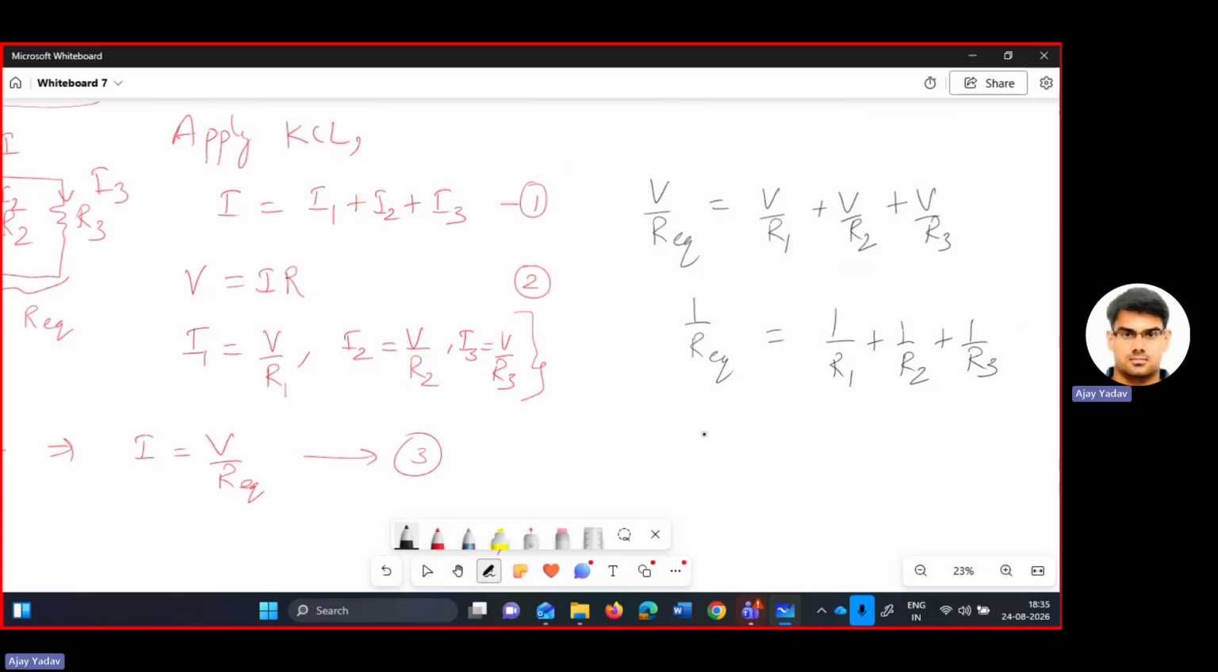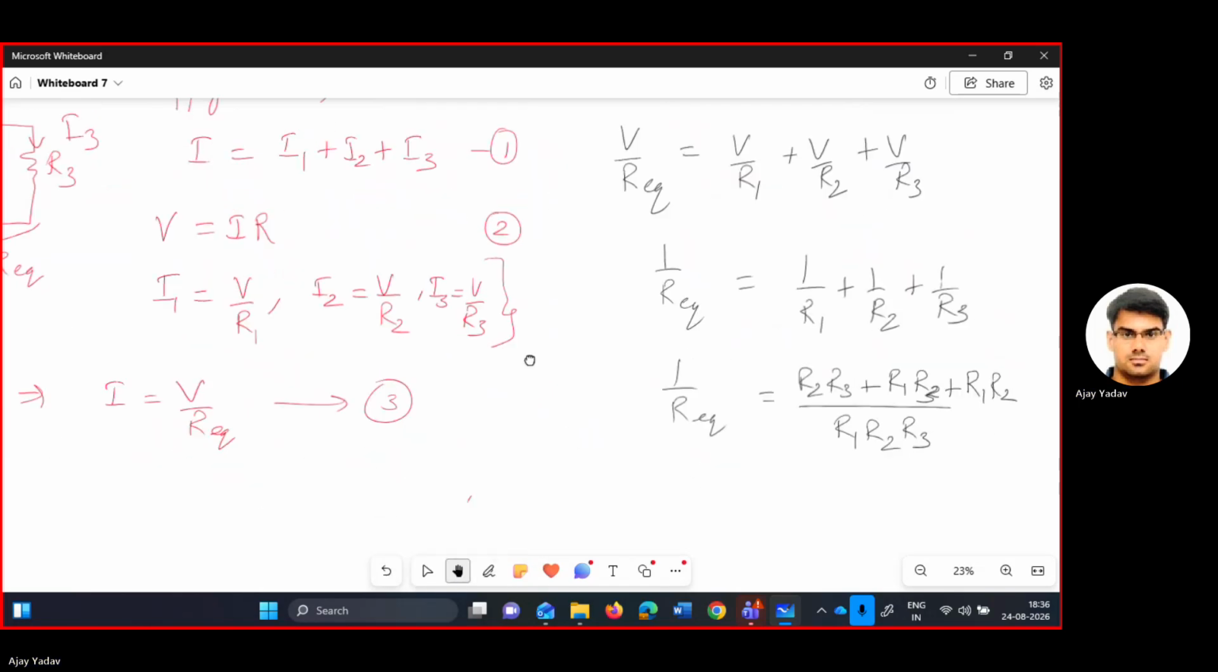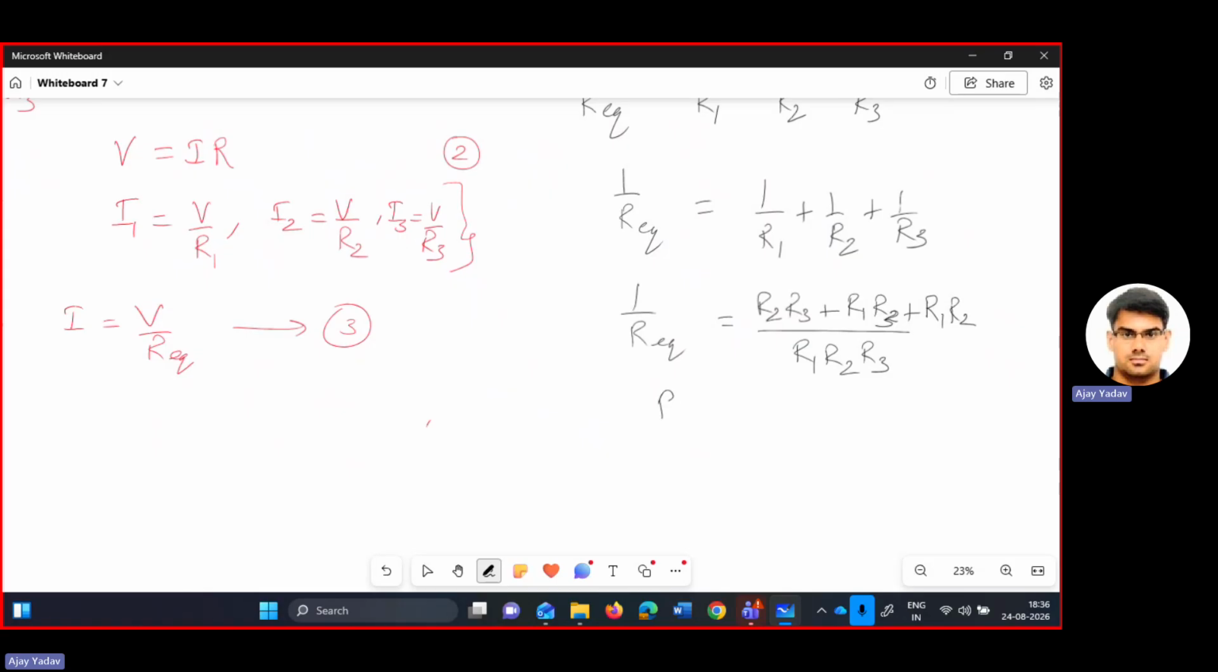Or if you want to simplify, 1 by R equivalent, you can take the LCM R1, R2, R3. This will be R2, R3, this will be R1, R3, and this will be R1, R2. So from here you can say that R equivalent is what?